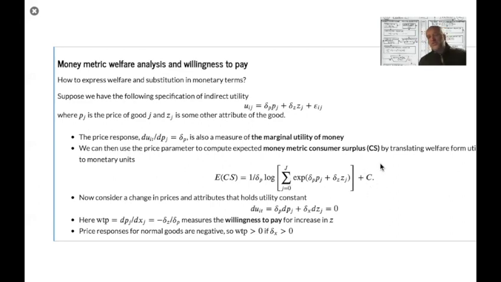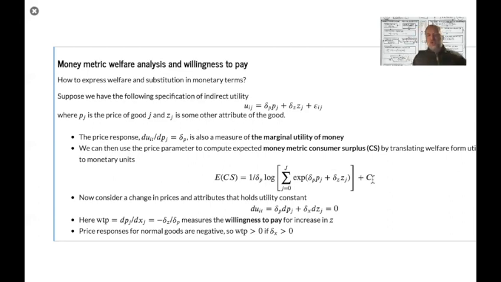Now I've added a little constant here to remind ourselves that we haven't identified the level of that utility. This essentially means that the expected value of this consumer surplus, you can scale that up and down as much as you want by simply making a normalization, adding a constant to your utility function. It would scale it up and down.